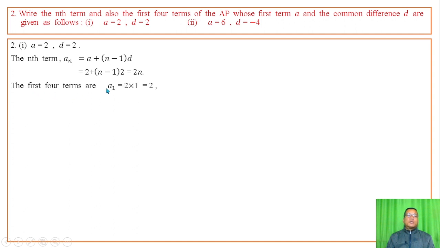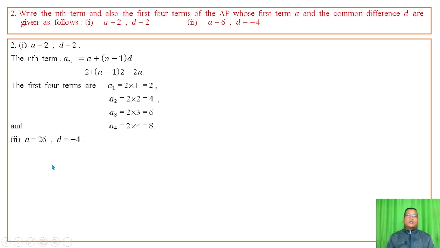The first 4 terms are: a1, putting n as 1, is 2 into 1, that is 2. For the 2nd term, we get 2 into 2, that is 4. For the 3rd term, we get a3, which is equal to 2 into 3, that is 6. And for the 4th term, 2 into 4, that is 8. So the first 4 terms are 2, 4, 6, 8.